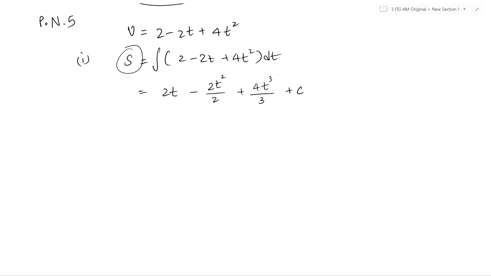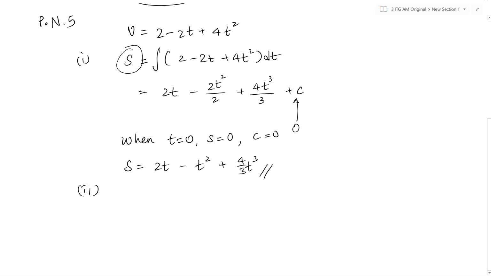Since the question tells us that t is the time in seconds after passing O, the origin, the reference point, we know that this value of c in this case is going to be equal to 0. When time equals to 0, the displacement is 0. This only happens when c itself is equal to 0. So we can write down when time equals to 0, S is supposed to be equal to 0, therefore c is equal to 0. So in summary, our displacement will look like this: 2t minus t squared plus 4 over 3 t cubed.